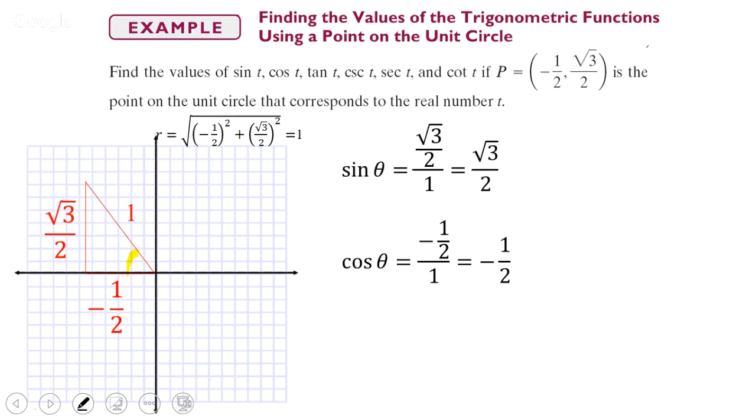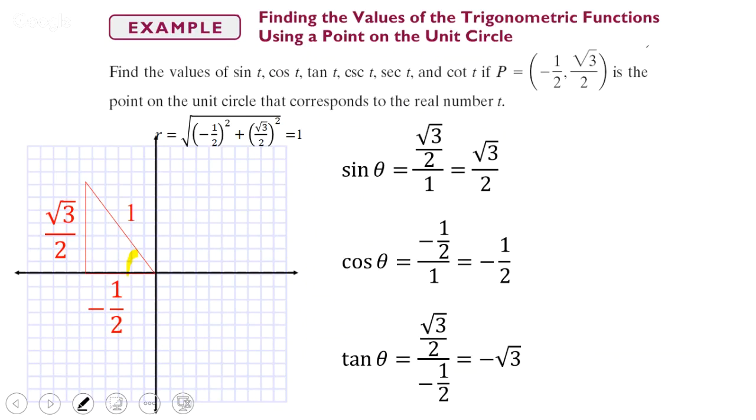Cosine is adjacent over hypotenuse. So it's -1/2, and the hypotenuse is 1. So -1/2 over 1. Anything over 1 is itself. So cosine is -1/2. Notice with the unit circle, cosine is the x value. So put that in your notes. With a unit circle, cosine is the x value. Then tangent. Tangent is opposite over adjacent. When you divide by a fraction, remember you multiply by the reciprocal, and then you'll get square root of 3 over -1, which is negative square root of 3.